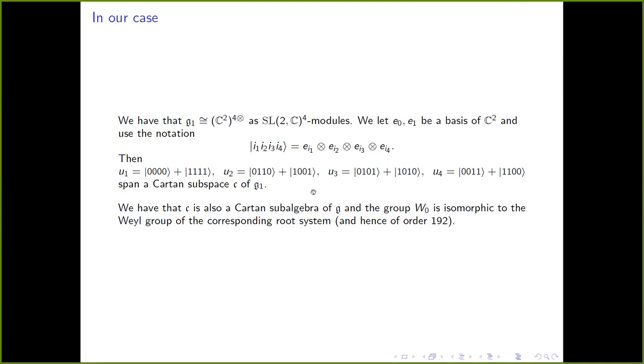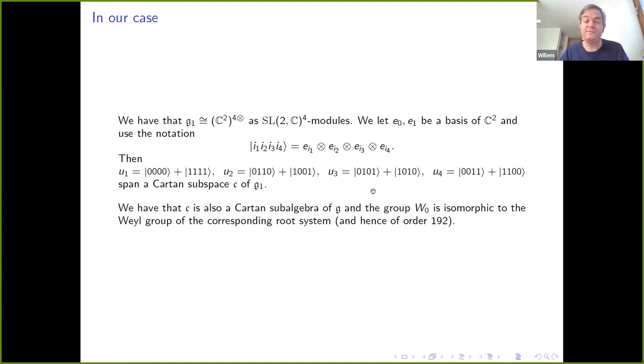Therefore, this symmetric pair that I was talking about earlier is said to be of maximal rank because it has rank four. It is the maximal rank because a subspace of commuting semi-simple elements has maximal dimension four in a simple Lie algebra of rank four. The group W naught can also be proven to be isomorphic to the Weyl group of the corresponding root system. So it's the Weyl group of type D4, and it's a group of order 192 in this case. That's a rather small group.